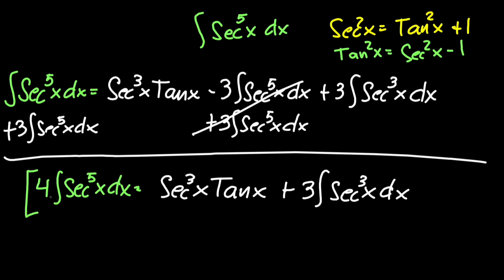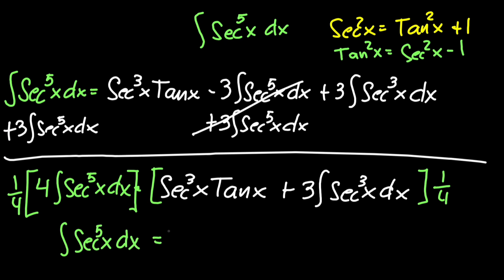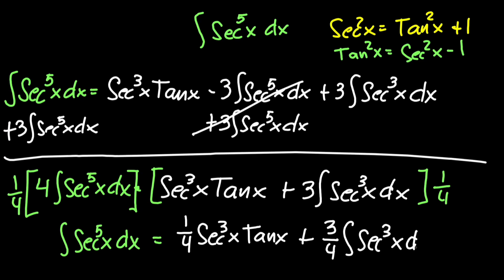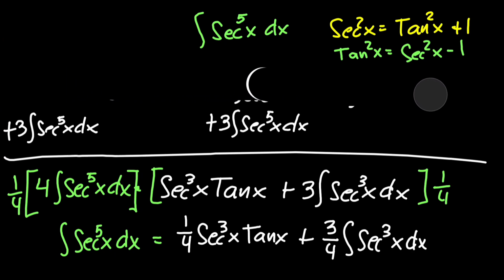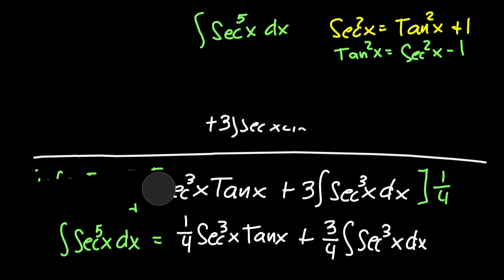And so multiply both sides by 1/4 in order to get rid of the 4 here. Our initial value right here, the integral of secant to the power 5x dx, would be equal to 1/4 secant³ x multiplied by tangent of x plus 3 multiplied by 1/4, which is 3/4, the integral of secant³ of x dx. Now this is what I told you earlier, to take note of the answer in our previous problem because they are all related.